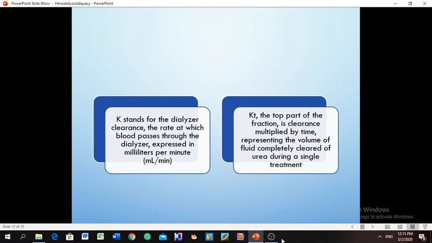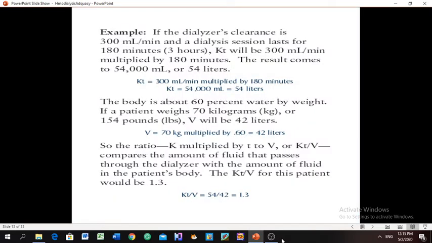K stands for the dialyzer clearance, the rate at which blood passes through the dialyzer, expressed in milliliters per minute. KT, the top part of the fraction, is clearance multiplied by time, representing the volume of fluid completely cleared of urea during a single treatment. Example: if the dialyzer's clearance is 300 ml per minute and the dialysis session lasts 180 minutes, which means 3 hours, KT will be 300 ml per minute multiplied by 180 minutes. The result comes to 54,000 ml, or 54 liters.